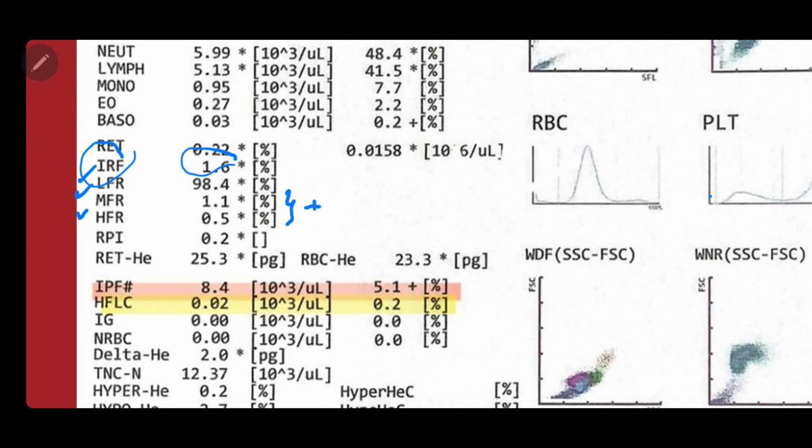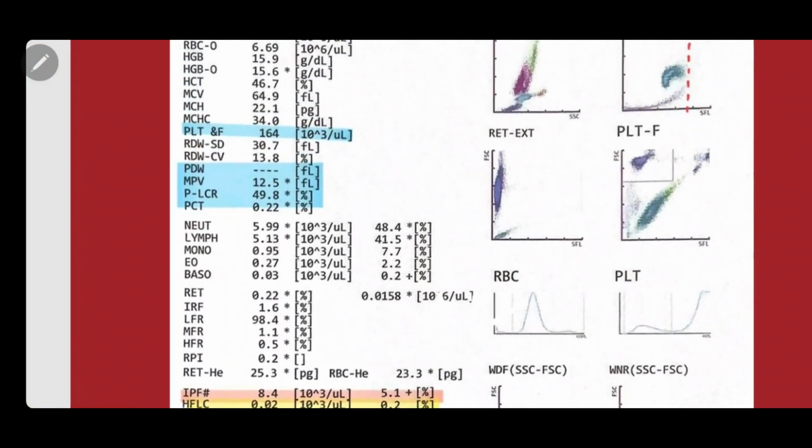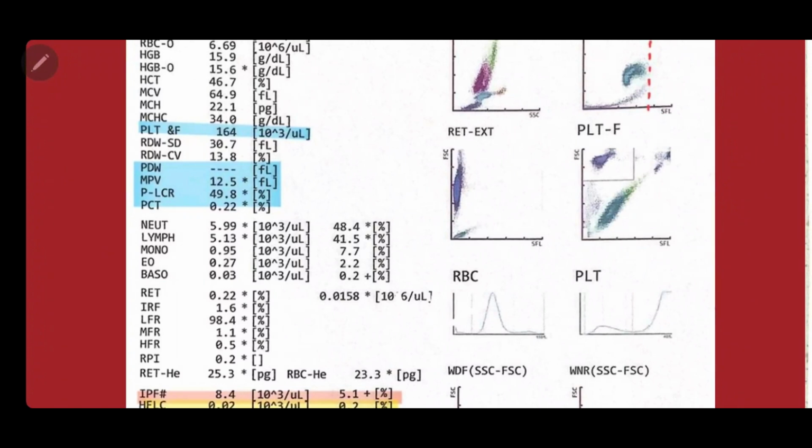RBC-He is similar in meaning to MCH, but we use the reticulocyte channel to calculate it, which makes it more accurate than MCH. So, if we look at the RBC-He value of 23.3 and compare it to the MCH value of 22.1, we can see that these two values are quite close to each other. Essentially, they represent the same thing. The difference lies in the measurement method used.